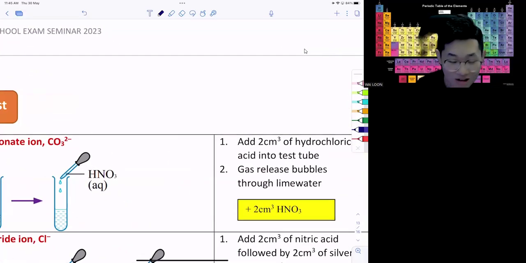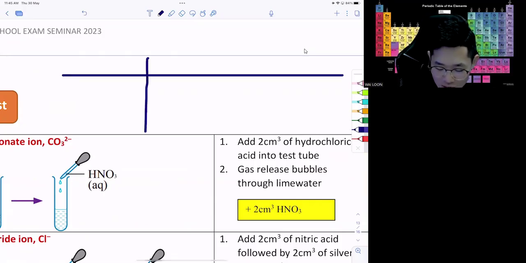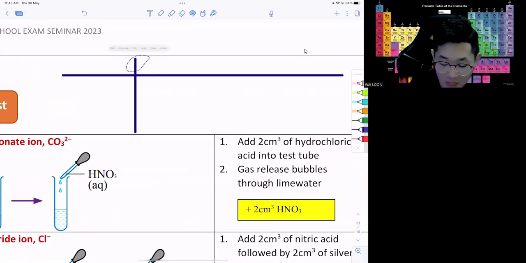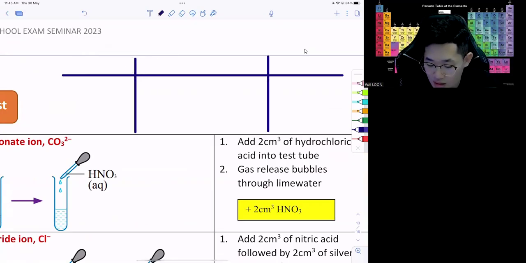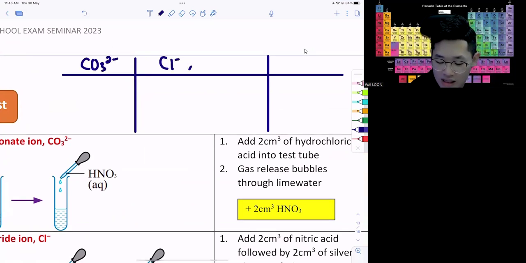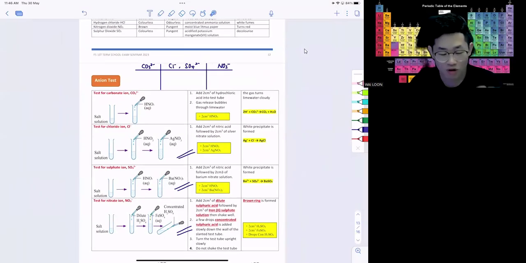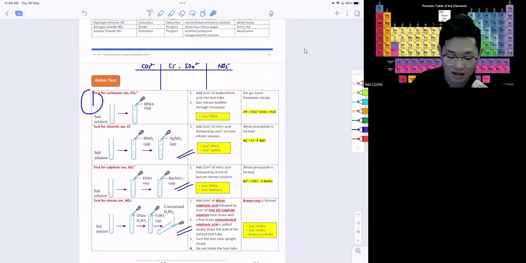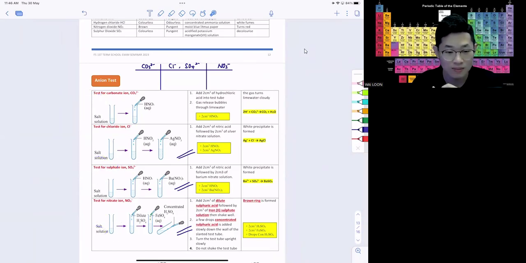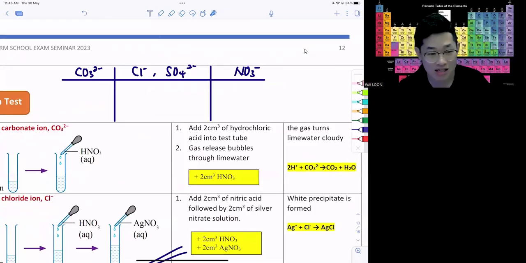When we are testing anion, negative ion, I put these things into 3 levels. 3 different levels. Starting from carbonate, chloride, sulfate, and then the nitrate. Level 1 is the easiest one, followed by level 2 and then level 3. So it's like level 1, level 2, level 3. Level 1, we only use one chemical substance to test it.